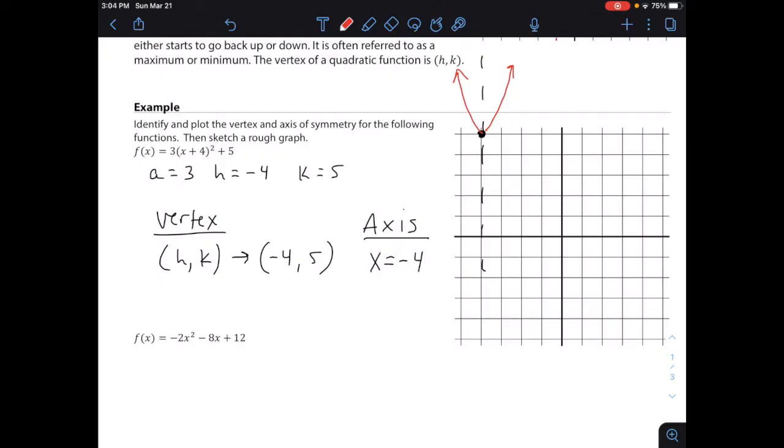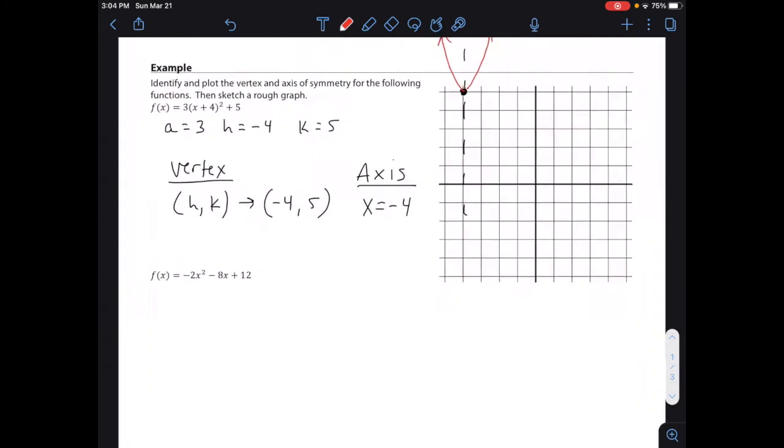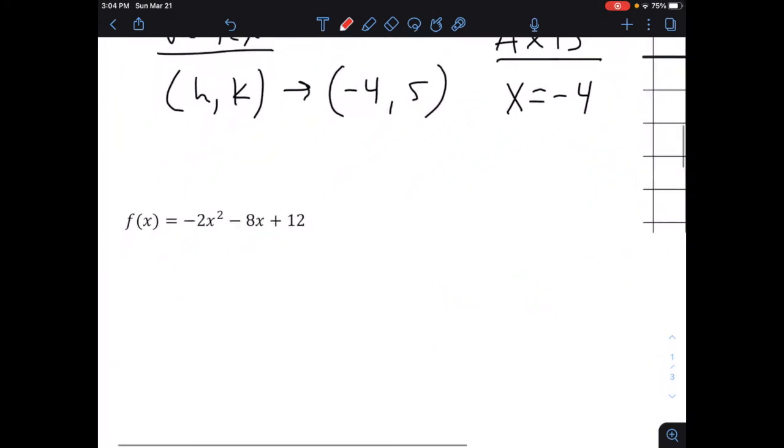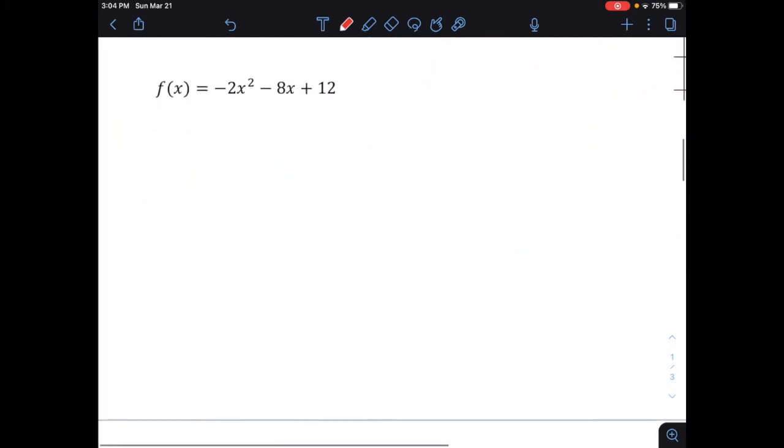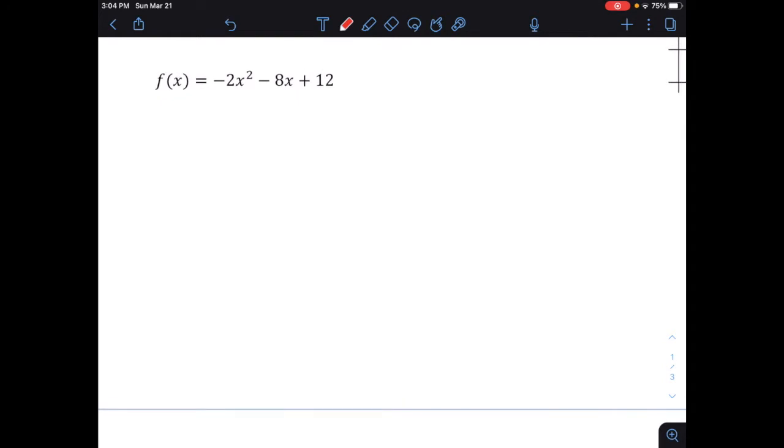Now we're going to graph this second one on the exact same graph. All right, hopefully we have enough room. Let's see here. But this second one is in standard form. So we have to turn this thing into vertex form in order to be able to graph it. I haven't pointed something out yet, but I'm going to point it out after this one because it's super important. So let's go ahead and convert this thing to vertex form.